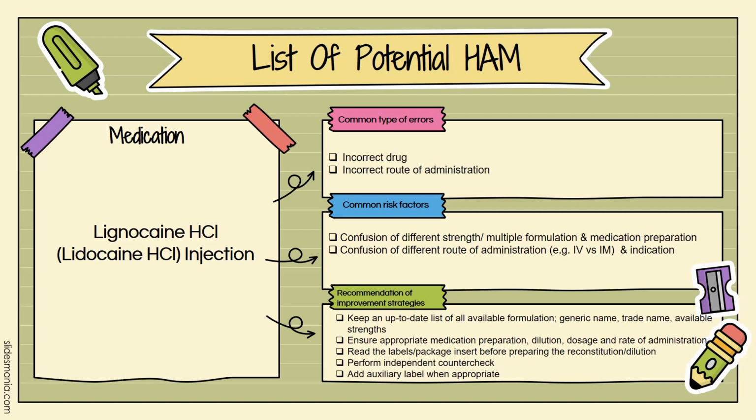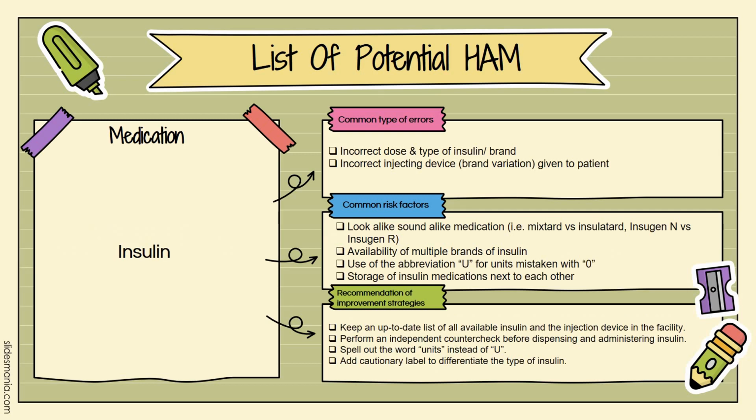The recommendation of improvement strategies include keep an up-to-date list of all available formulation, generic name, trade name, available strengths. Then ensure an appropriate medication preparation, dilution, dosage, and rate of administration. Read the label or package insert before reconstitution or dilution. Perform an independent counter check and add an auxiliary label when appropriate.